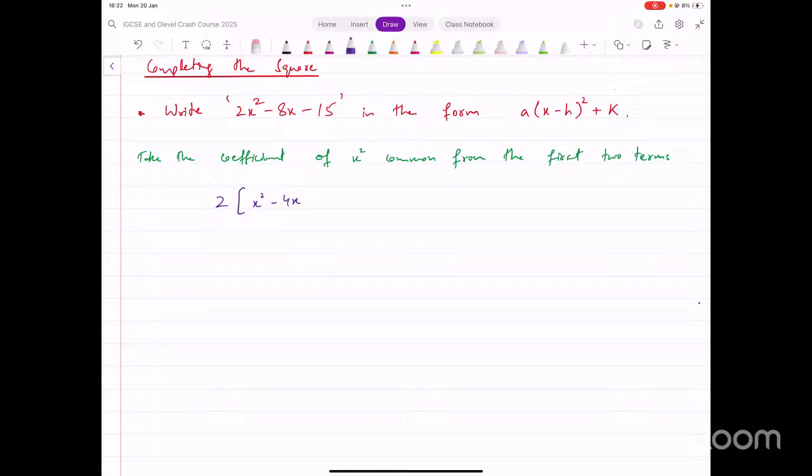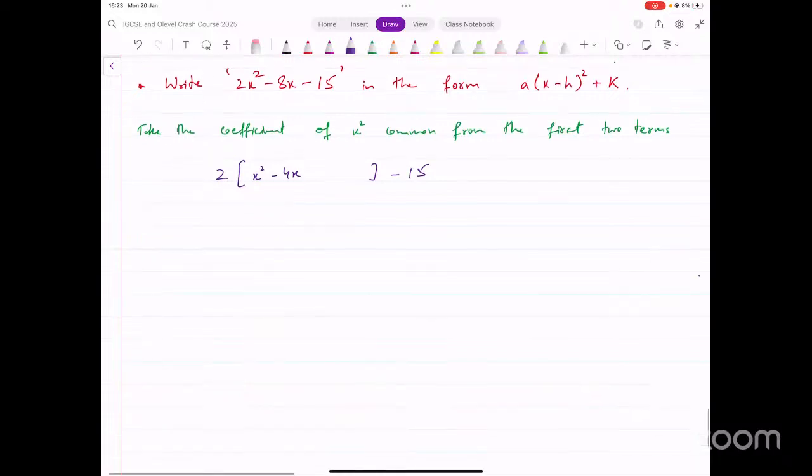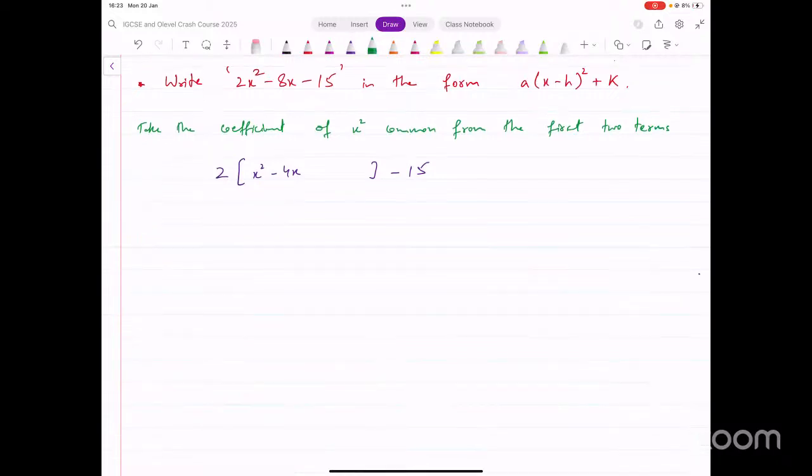Okay. And now you're going to leave some space after this, and then write minus 15 outside. So take the coefficient of x squared common from the first two terms, and this is the form that you end up getting. And now the next thing that you have to do is divide the coefficient of x by 2.